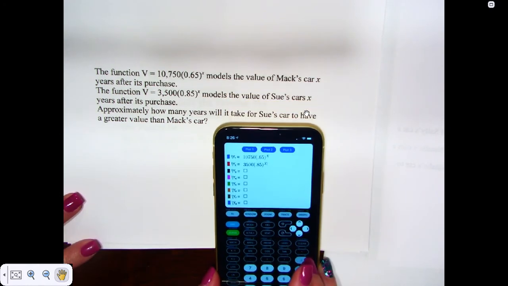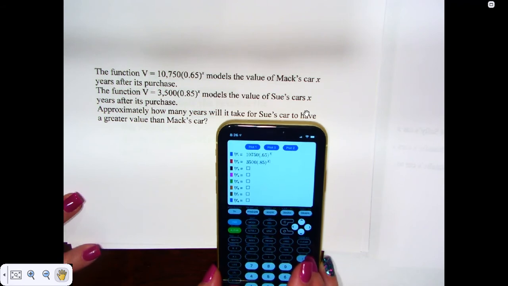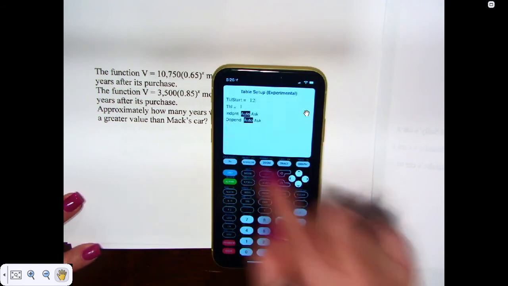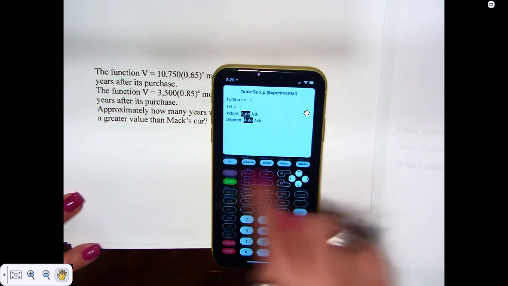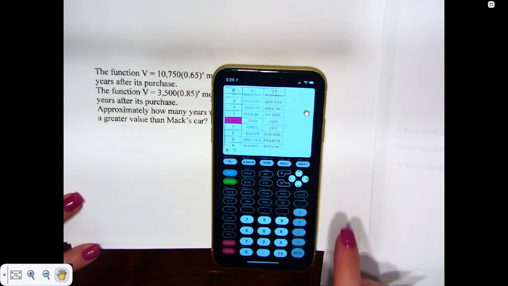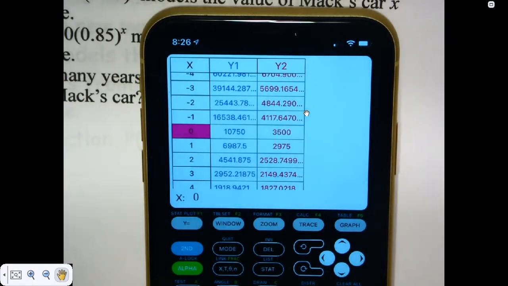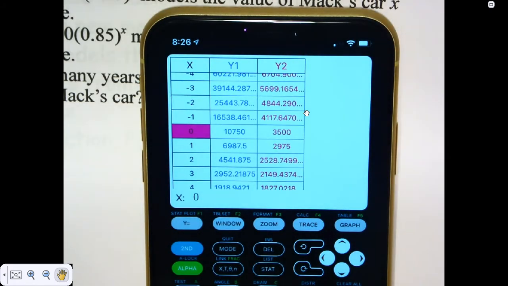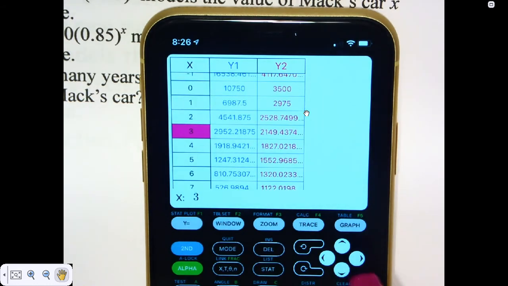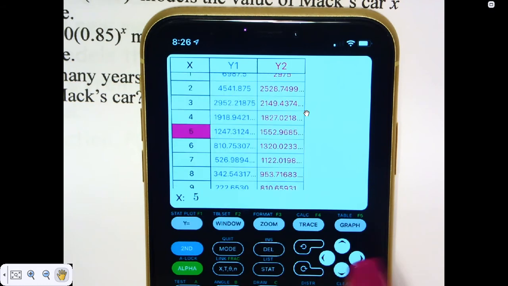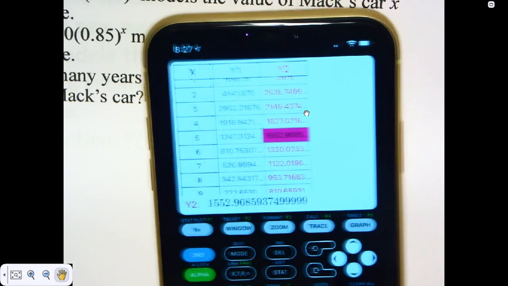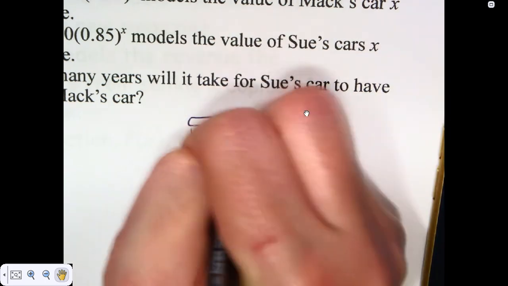They want to know how many years will it take for Sue's car, which is the second one, to have a greater value than Mac. So they want to know, again, my window is going to start at 0. They want to know when is the second column bigger than the first. So if you look, when is that second column larger than the first, it happens here at 5 years. So that would be our answer.